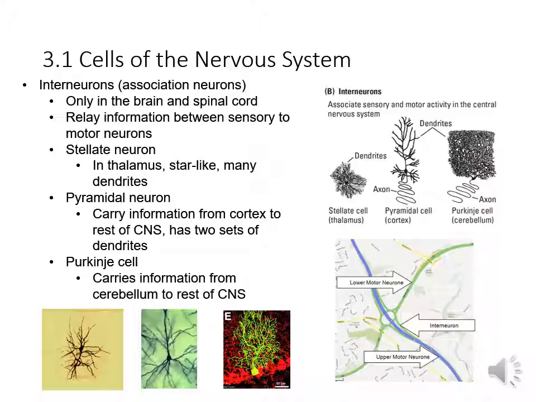Pyramidal neurons carry information from the cortex to the rest of the central nervous system, and there are two distinct sets of dendrites within pyramidal neurons. They're called pyramidal neurons because they're kind of pyramid-shaped, so this second picture right here.